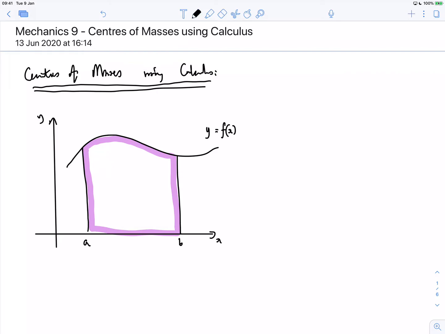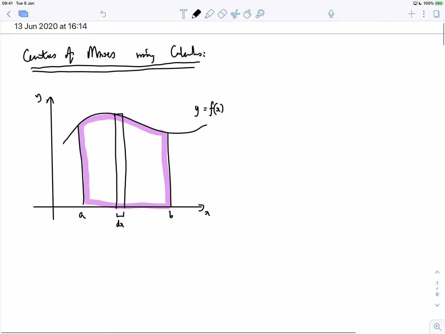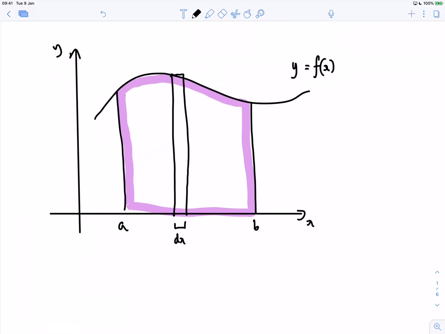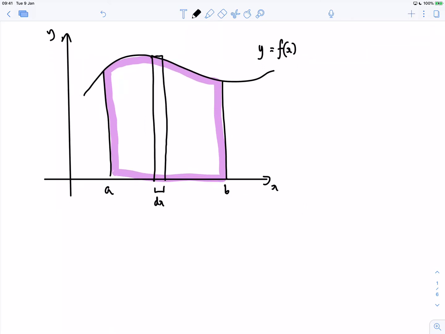So what we're going to do is imagine that I'm going to divide f of x up into these infinitesimally thin width rectangles, and I'm going to play around with the centres of masses of a particular rectangle. So, okay, well, the centre of mass of this rectangle would be dead in the middle. I'm hoping you'd get that just by symmetry.